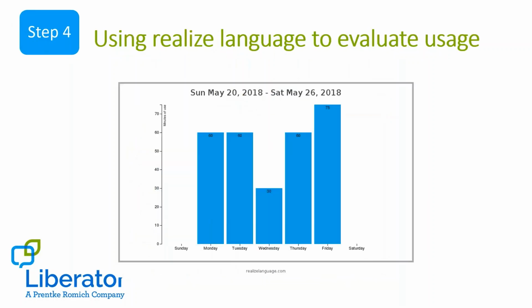This is another graph that you can find on Realize Language, showing you the patterns of usage. For example, Monday and Tuesday and Thursday look like really solid days. Their usage went down on Wednesday, so in your weekly phone call with the carer, you can find out what happened on Wednesday and what supports you can put in place to get their usage up. And Friday looks like it was an awesome day, so you might find out what happened on Friday, whether there were more people to support the client on that one day or whether they were just having a really good day.